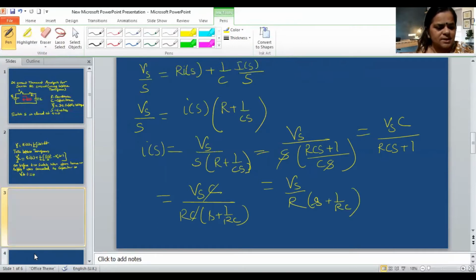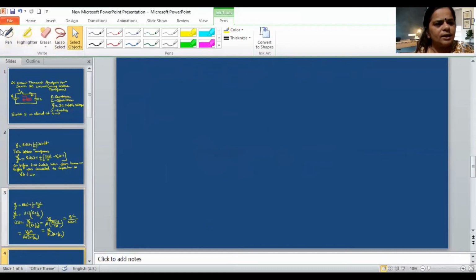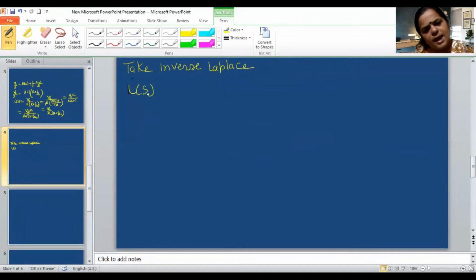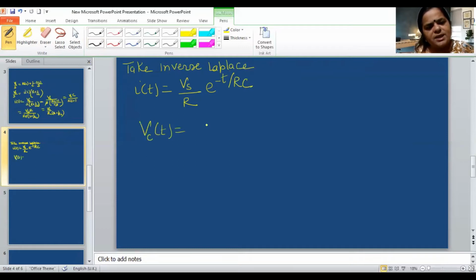Now this is I(s). I am interested in calculating i(t), so take the inverse Laplace. The inverse Laplace of I(s) is i(t), which equals Vs by R times the inverse Laplace of 1 upon s plus 1 by RC, which is e to the power minus t by RC. Similarly, if I want to calculate vc(t), that is 1 by C integration from 0 to t of i(t) dt.